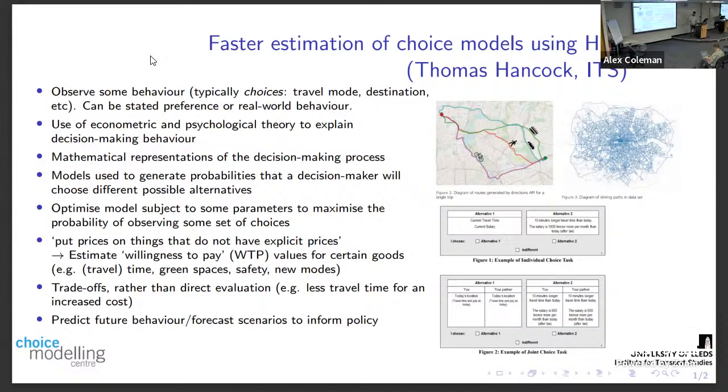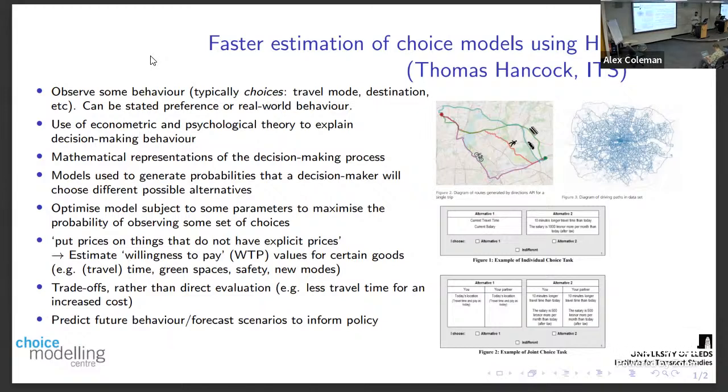So I'm in the choice modeling research group, which basically means we observe human behavior, typically choices, and try to understand those choices and predict them. Within the transportation domain at least, we might have travel mode choice, destination choice, things like that. And the type of data we work with can vary quite significantly. We could have stated preference data or real world behavior.